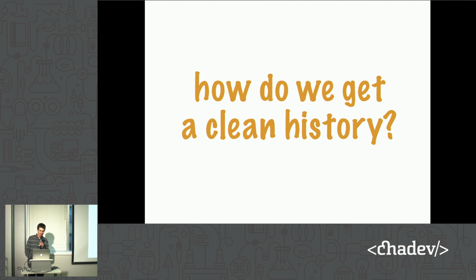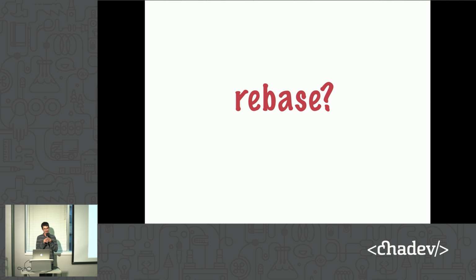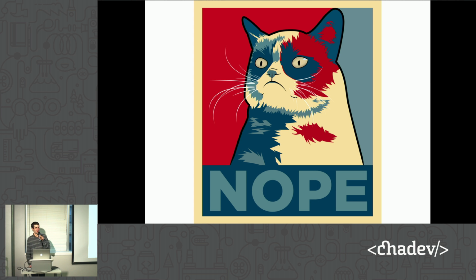But the problem is, how do we get a clean history? How do we go from a million merge commits and a bunch of junk about work in progress, gotta go to sleep, oh, this sucks, darn it, something's broken, to the clean history? Well, here's one answer. We could rebase. We could say, every developer, before you commit your thing, you gotta rebase. Nope. No. No.